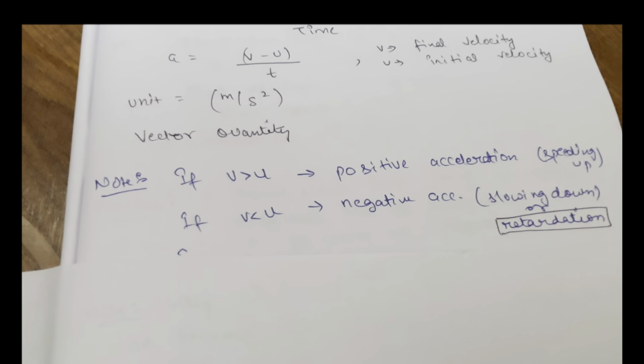Okay, now one more question here. Why is the unit meter per second square? Why is the second squared? We saw in the speed, we saw in velocity that the unit was meter per second, but why in acceleration is the second squared? So here's the explanation.